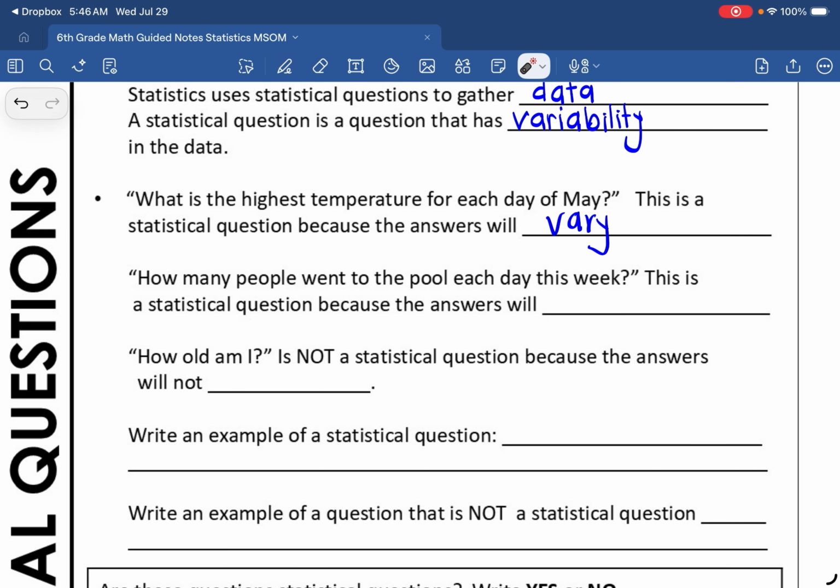How many people went to the pool each day this week? This is a statistical question because the answers will vary. How old am I? This is not a statistical question because the answers will not vary.